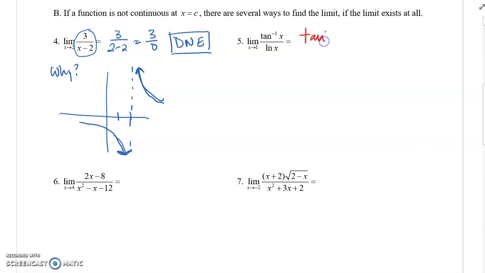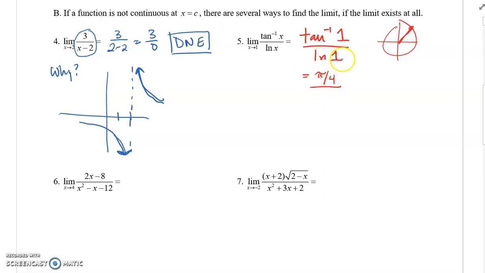Well, again, my first step might be to just straight up plug in the value. Hopefully we'll get lucky and we won't have any issues. All right, the inverse tangent of 1. Do you remember where tangent is 1? That was here at pi over 4.